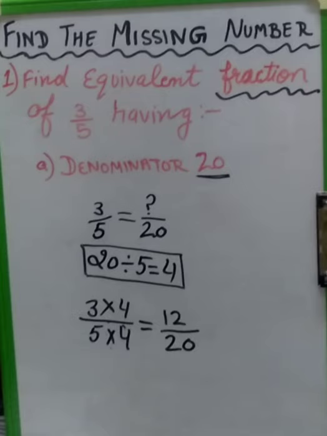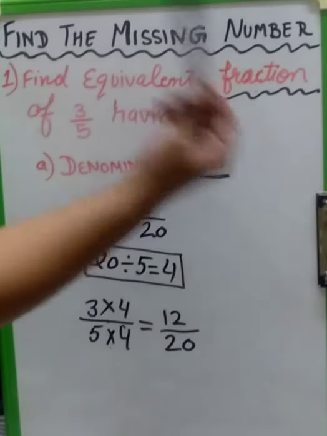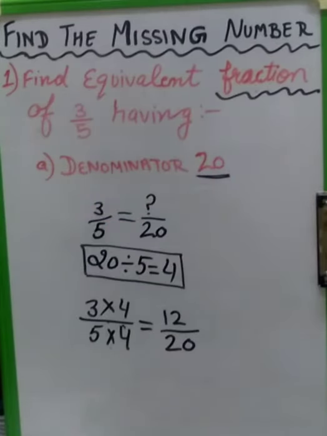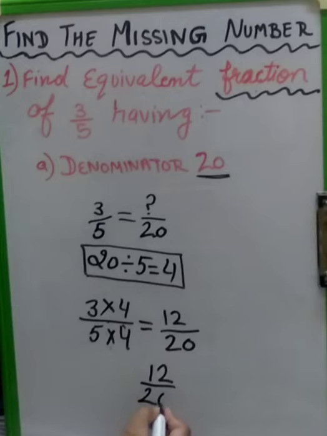But now what will be your answer? A number will not be your answer. What was asked in the question? Just read out again. Find equivalent fraction. So a fraction should be your answer here. So 12 upon 20 is our answer here. Right.